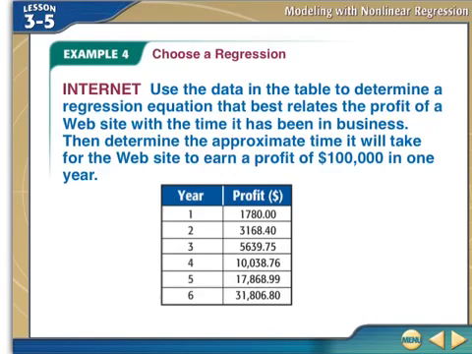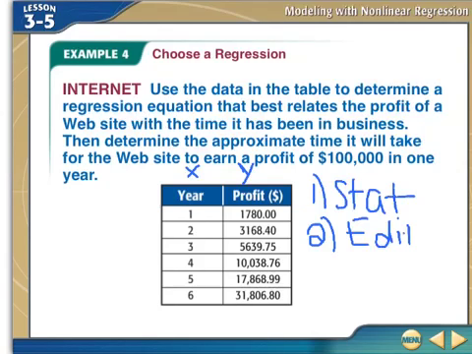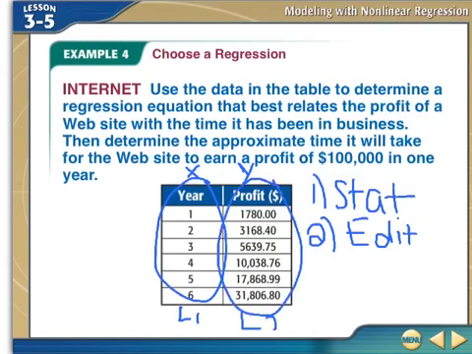So in this example, we're given two different variables, years and profit. X represents the number of years the website has been in business. Y represents the profit that it's made. What we are going to do is enter this data into our lists in our calculator. So we're going to choose the Stat button and then Edit. And we will enter the data. The years will be in list 1 and our profit will be entered into list 2. So go ahead and pause the video while you enter this data into your calculator.